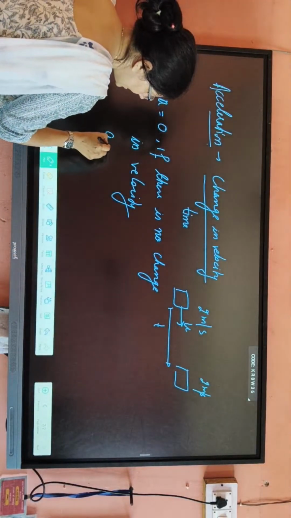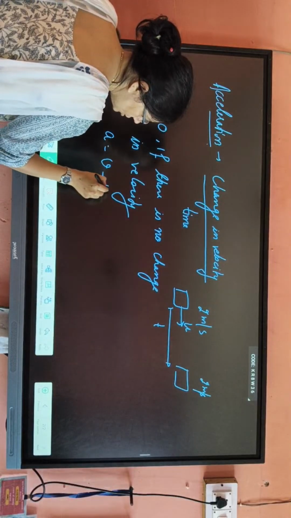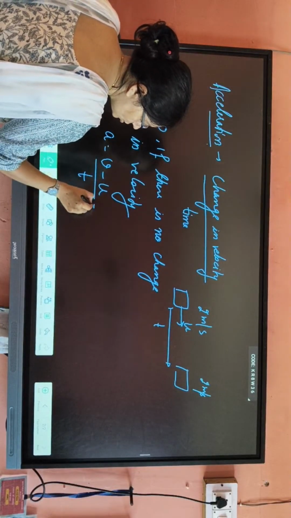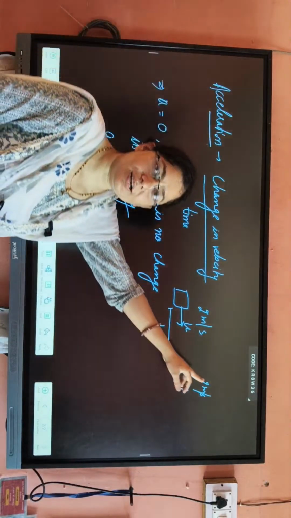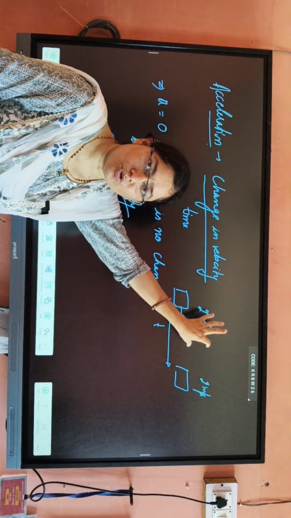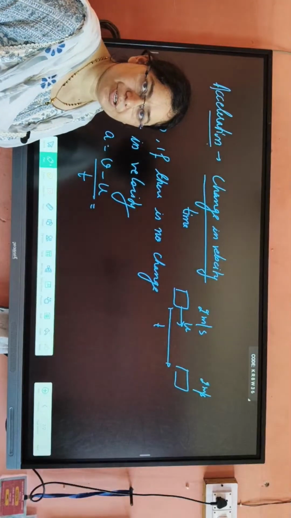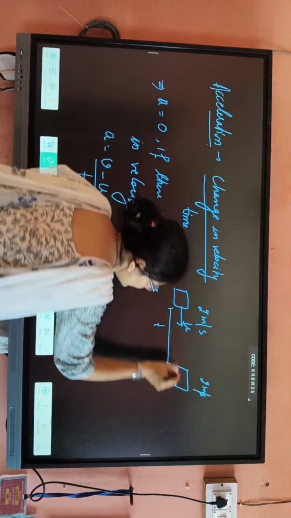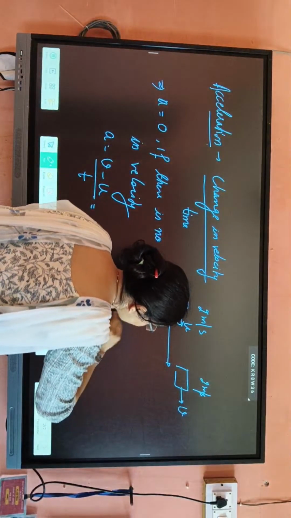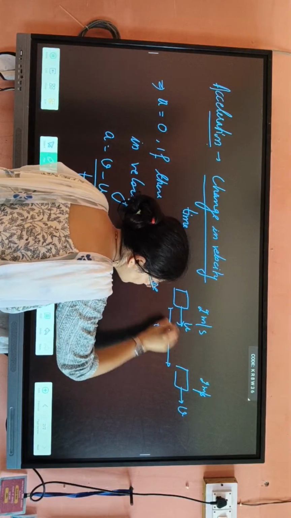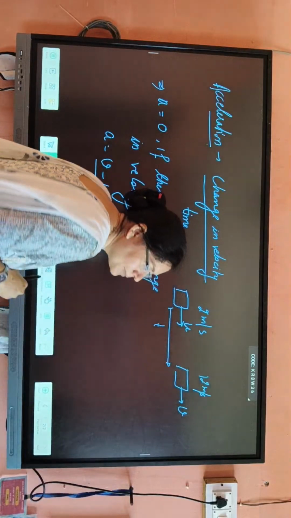So acceleration we can write as final minus initial divided by time. So what was our final velocity? 2 meters per second, and initial also 2 meters per second. There is no change in the velocity, so acceleration will be equal to 0. Okay, but if initially having some velocity, final also having some velocity, for example here 2 meters per second and here 12 meters per second.